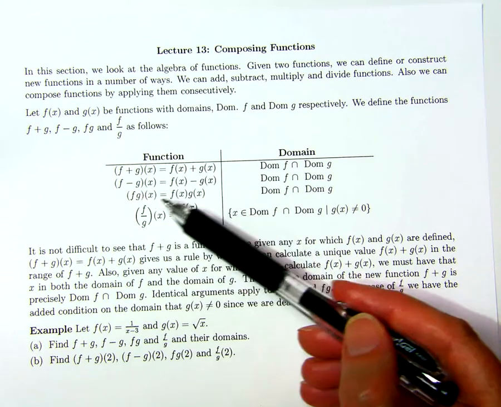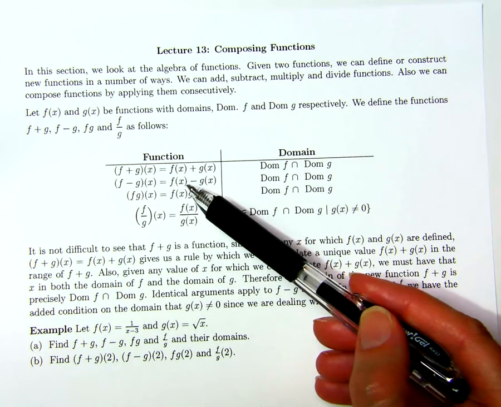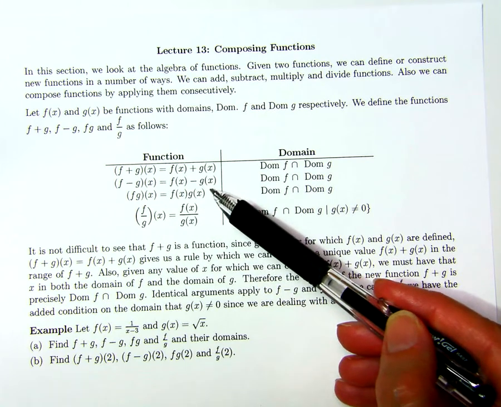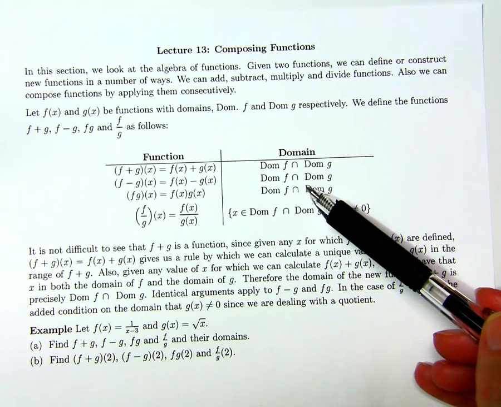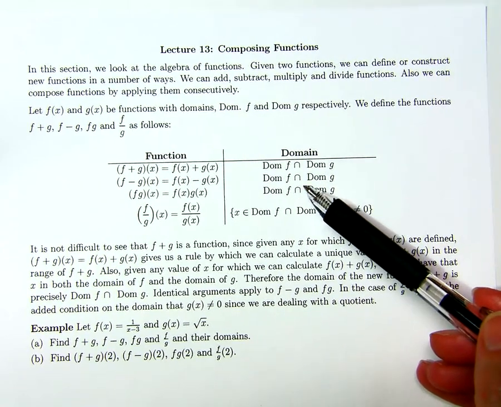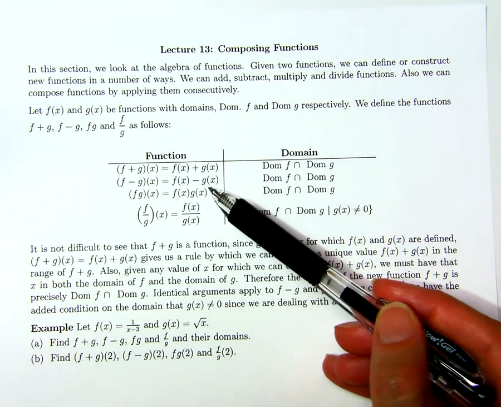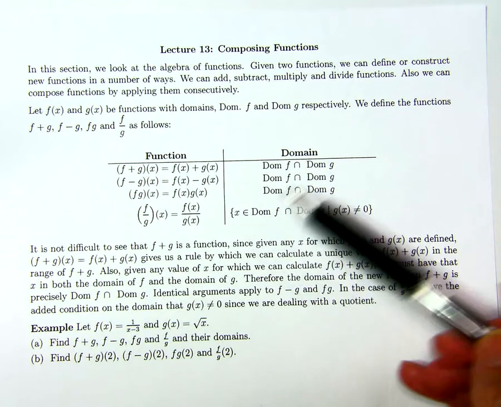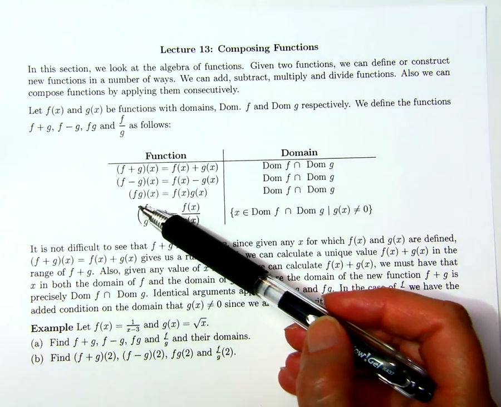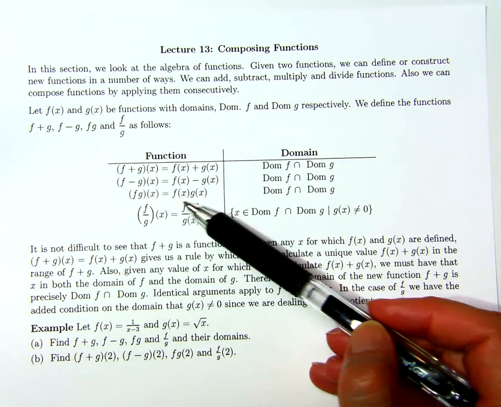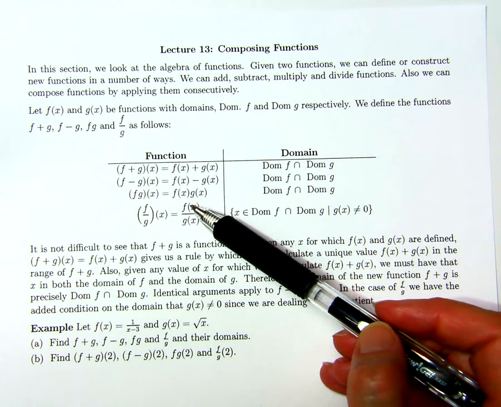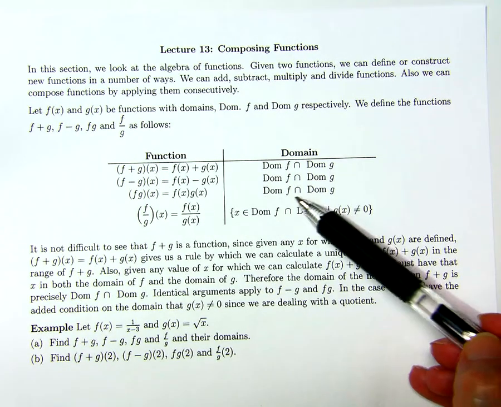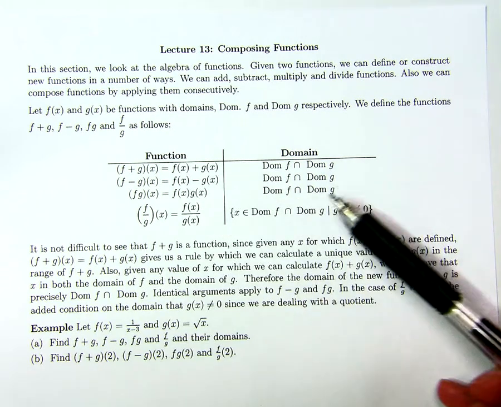We have a similar story for f minus g of x. That's also a function. Its formula is given by f of x minus g of x, and again its domain is the intersection of the domains, because you have to be able to calculate both f and g in order to calculate this. f times g of x is the product of the values f of x and g of x, and again its domain is the intersection of the domains.